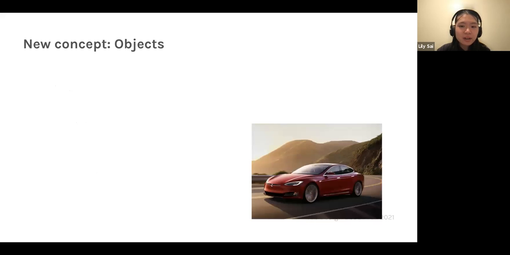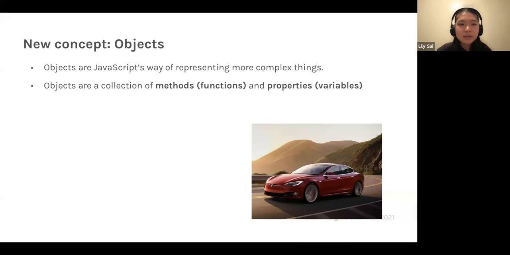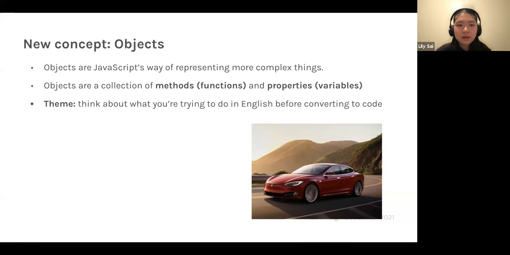So here we have a car, and this is a very complex object, right? There are different car models, there are different car colors. So there are a lot of different properties that a car can have that make each car unique, but they're all cars. So objects are a way of representing these more complex items in JavaScript. And then there are a collection of methods or functions, and then properties, which are like the different variables.